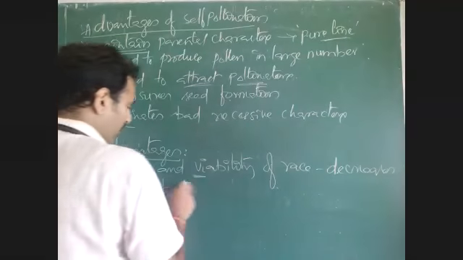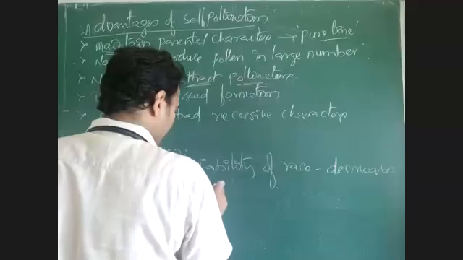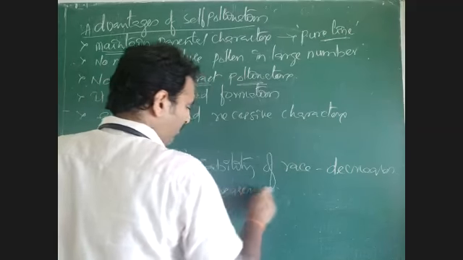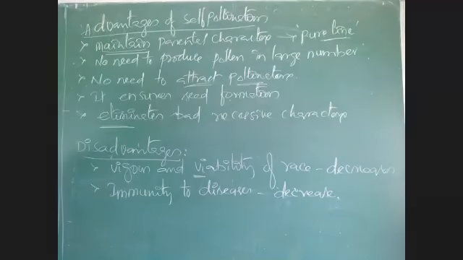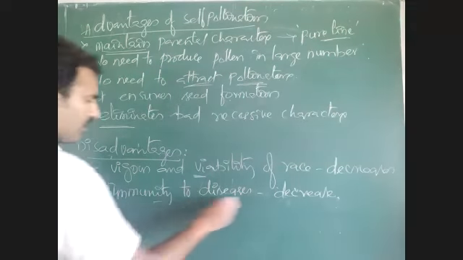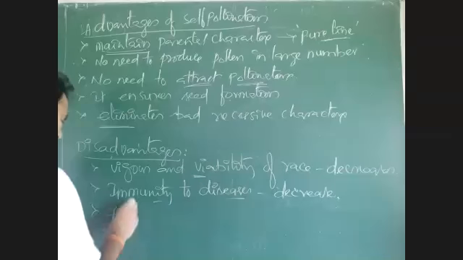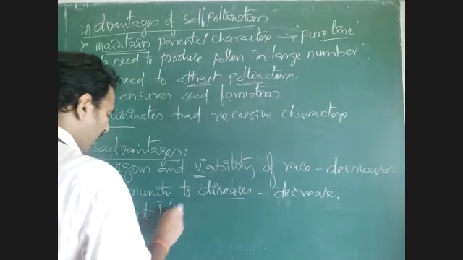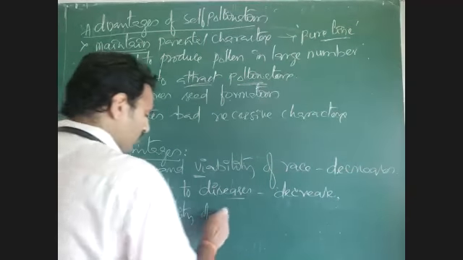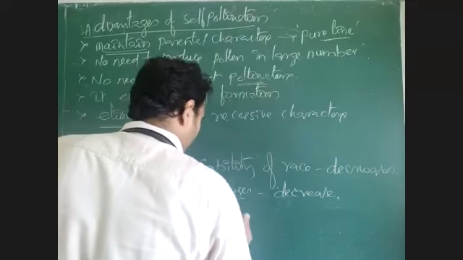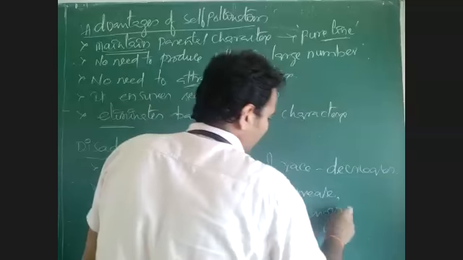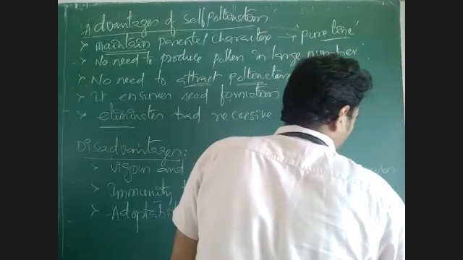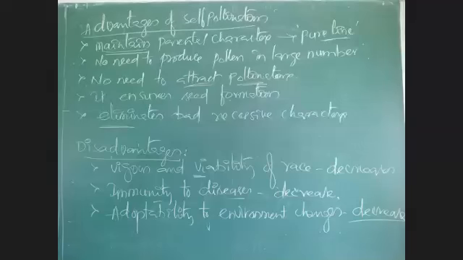Then immunity to diseases may decrease due to self-pollination. If cross-pollination is happening, it can develop new characters, but the same characters are there now, so immunity will be decreasing. And the last point, adaptability to environmental changes will also decrease.